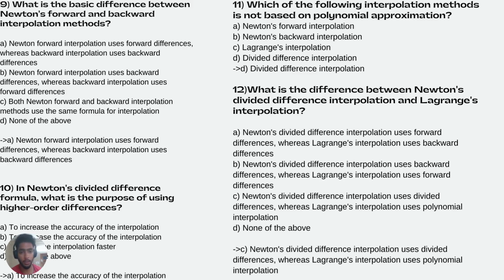Question number 12, difference between Newton divided differences interpolation and Lagrange's interpolation. So yeah, as in the former question, we saw that Newton divided differences interpolation uses divided differences, whereas Lagrange's interpolation uses polynomial interpolation. So yeah, that is going to be the answer, and hence C would be our answer.